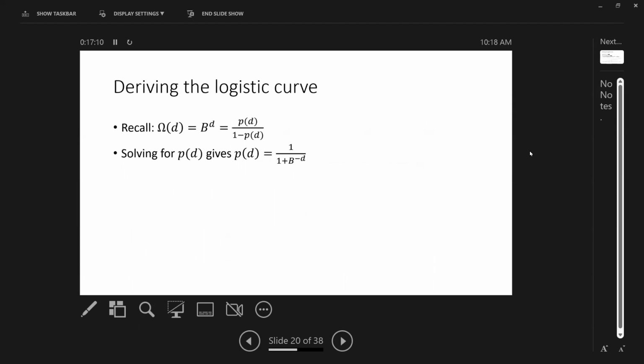Now the logistic curve follows quite naturally. In the previous slide, we deduced that omega of d has to be in the form of an exponential function. But previous to that, we also wrote omega of d in terms of the probability of winning, or the expected score, which is expected score over 1 minus expected score. Once you have this, you can set them equal and solve for the expected score and get exactly this, the logistic curve.